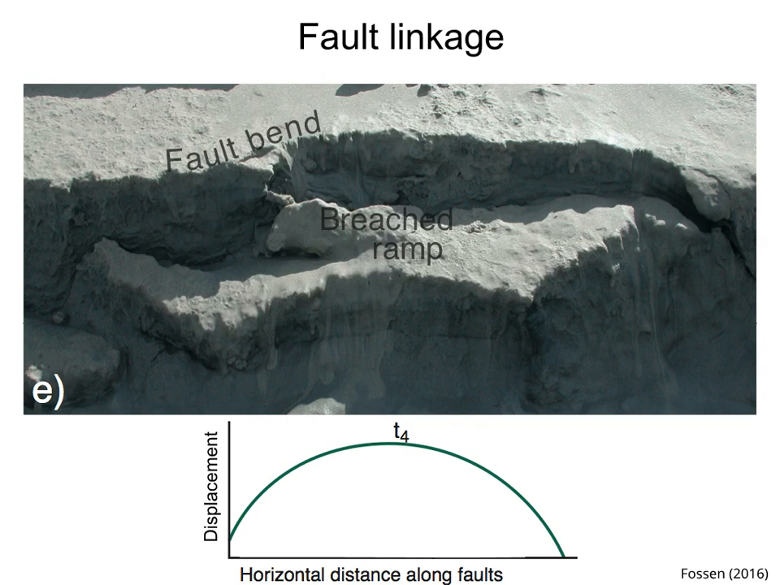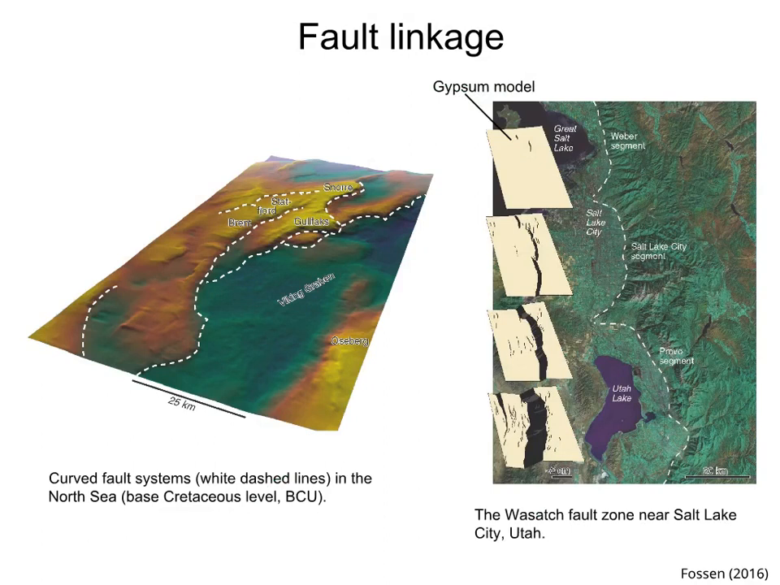A fault bend on map view marks the linkage area. Fault bends are common on seismic data at the scale of kilometers, as shown by the figure to the left, which displays the base Cretaceous unconformity, or BCU, in the North Sea. The dashed white lines are faults. The figure to the right shows fault bends on a kilometer size, basin bounding, normal fault system, the Wasatch Fault Zone, near Salt Lake City in Utah. The different fault segments are separated by the fault bends. The yellow and black model is a centimeter-scale gypsum model of extension and normal faulting, which resembles these two examples.